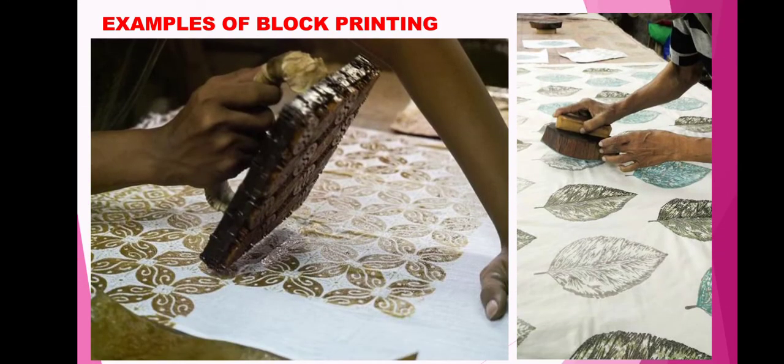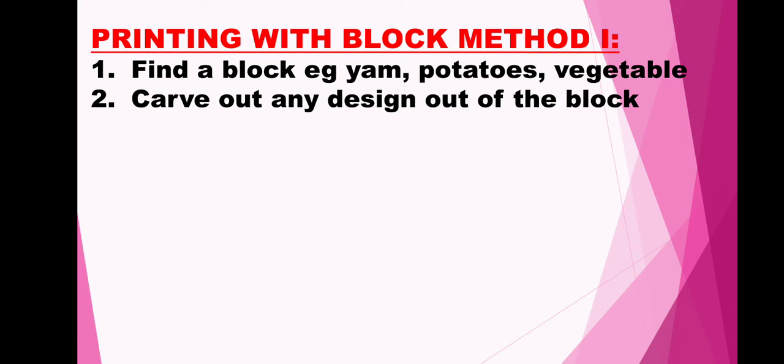Examples of block printing include the footages we see below. So the diagrams which we see below, they all depict the craftsman having a prepared block to do the printing. So these are all typical examples of block printings. There are several methods of block printing, but for the sake of our studies, we will be looking at only two of these methods.